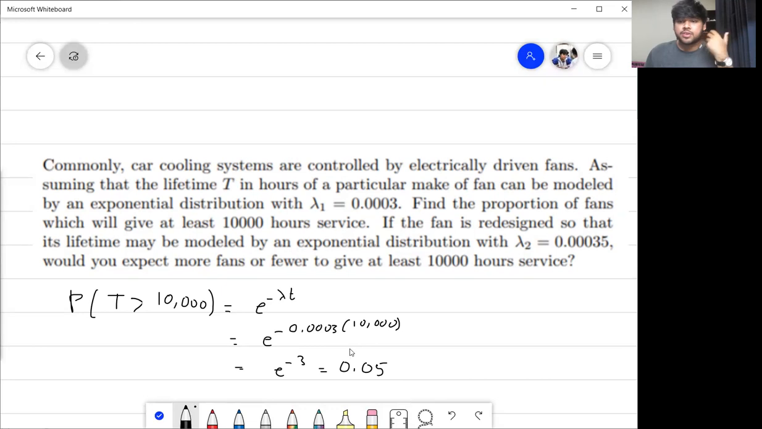Part 2 says if the fan is redesigned so that its lifetime may be modeled by an exponential distribution with lambda 2. So I have a new lambda 2. Okay, so this is a pretty straightforward question.